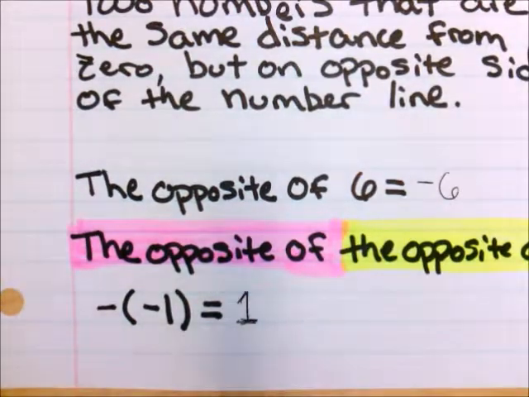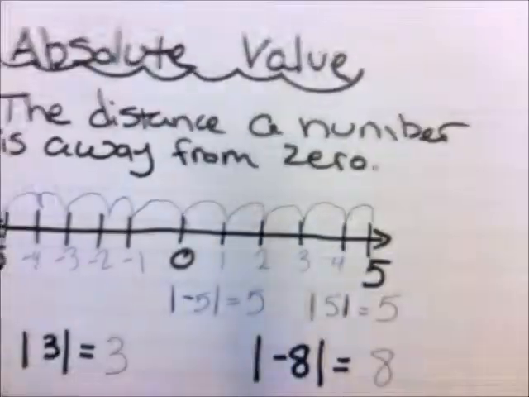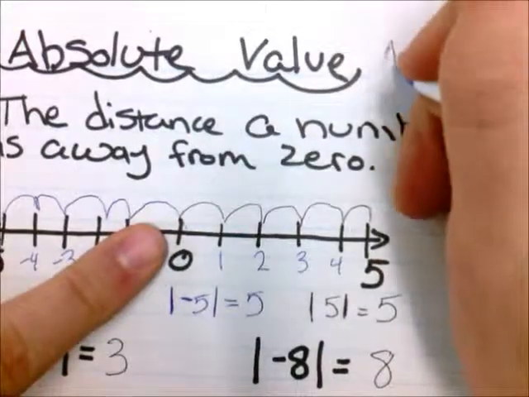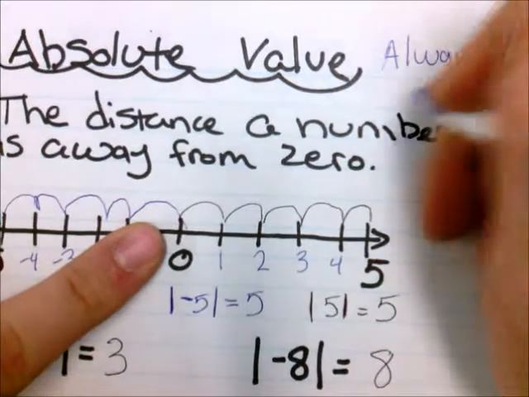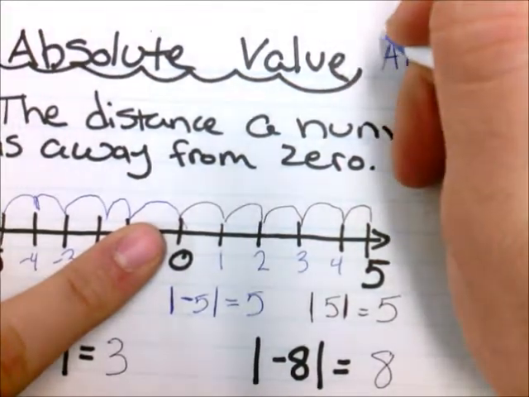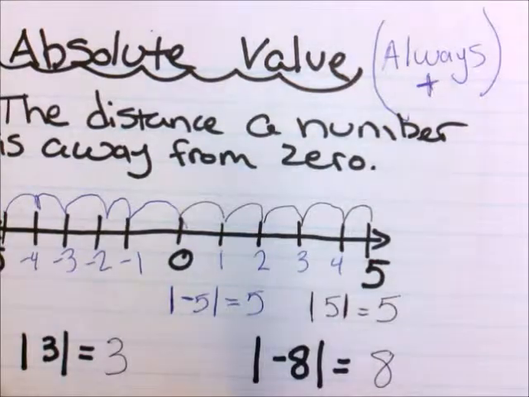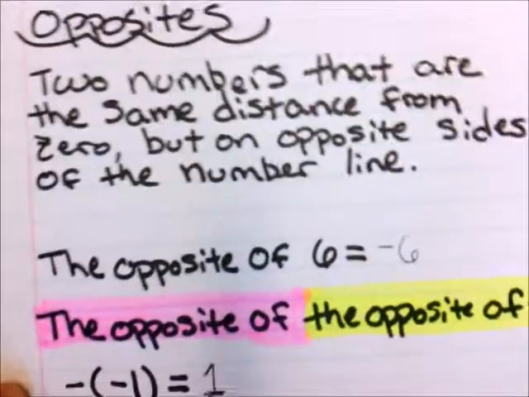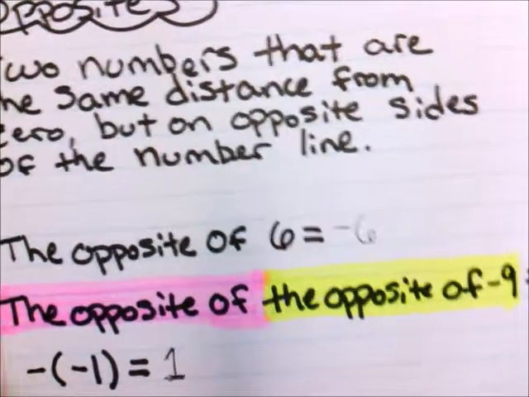So hopefully this helps a little bit in distinguishing between an absolute value, which is always positive, and I'm going to write that up here actually. So absolute value, always positive. Opposites, I change the sign. Just watch out for when it's the opposite of the opposite.